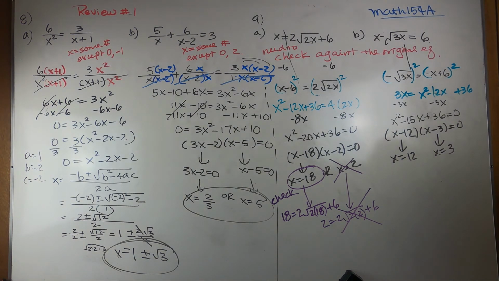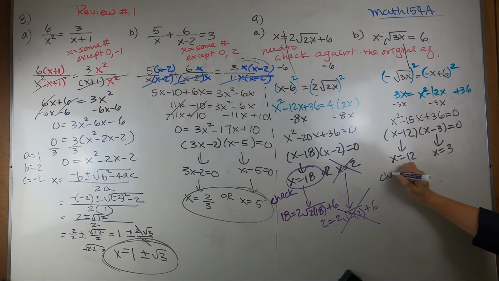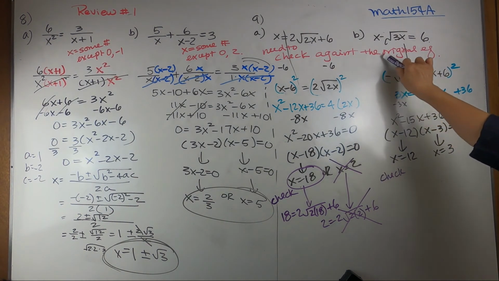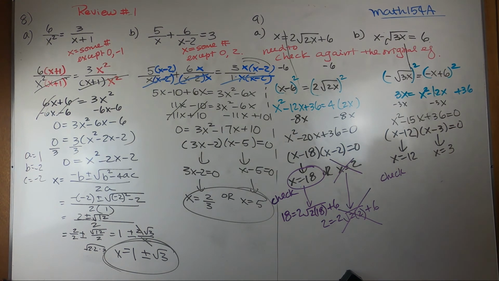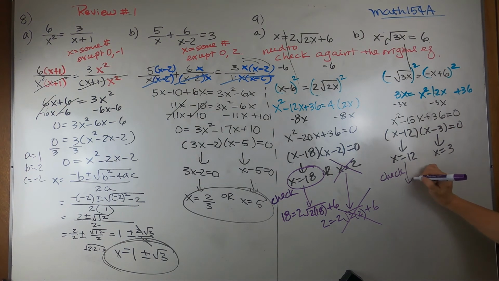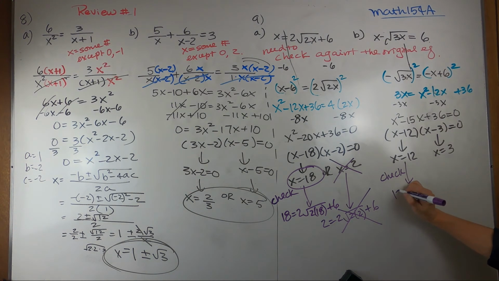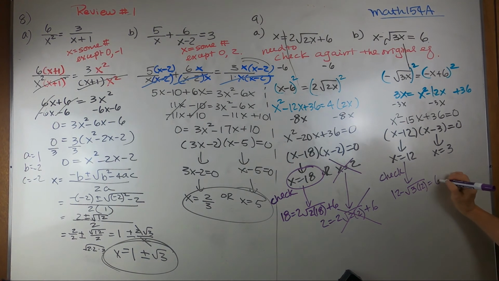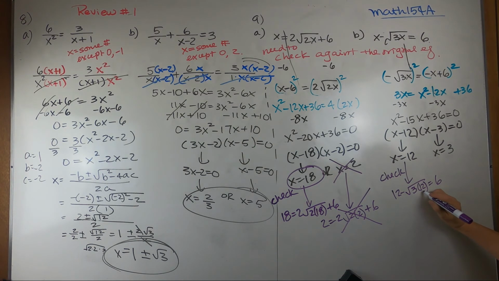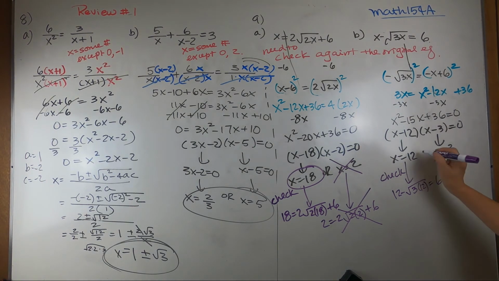Now, can I circle the answer? We need to check. We need to check against the original equation, right? So 12. Put in here, that will be 12 minus 3 times 12 equals 6. Let's see. 36. Square root of 36, 6. 12 minus 6. Yes. So I can circle this answer.